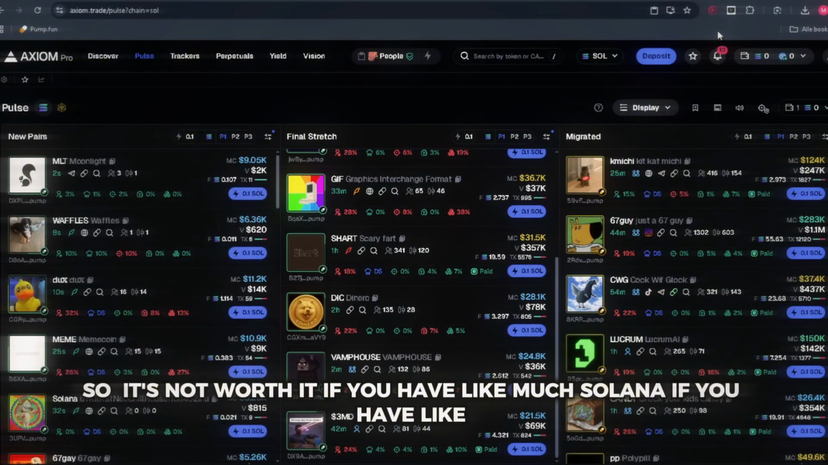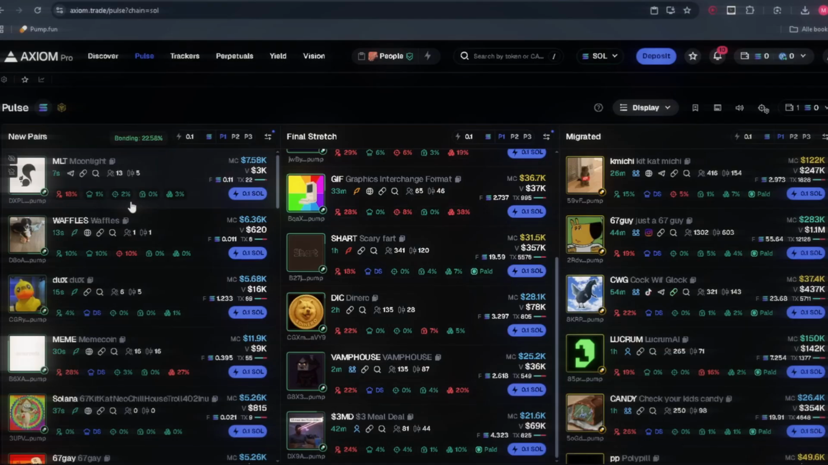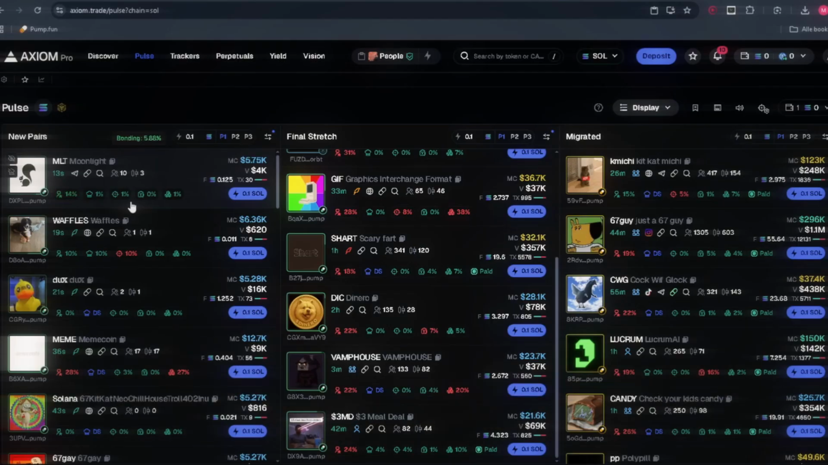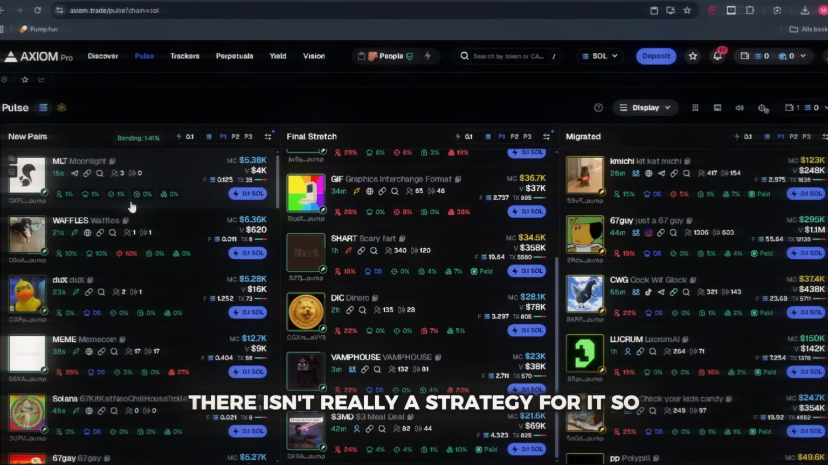It's not worth it. If you have more than 3 Solana or something, you could trade new pairs, but there's not really a strategy for it.